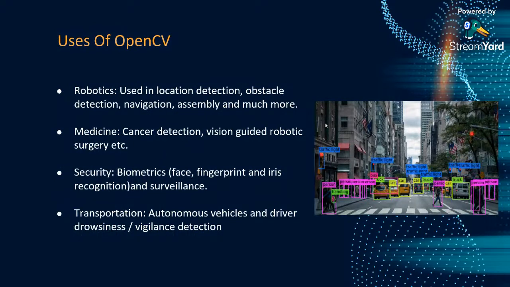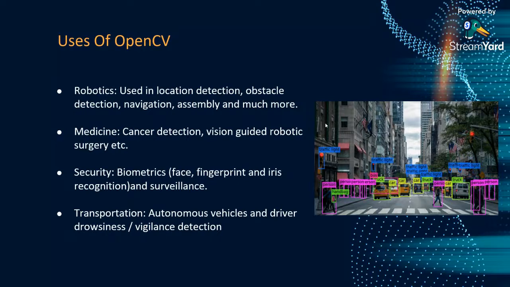Some of its uses would be in robotics. You can use it for location detection and obstacle detection, as I mentioned. It can be used in navigation or in industry for assembly. So if you want to assemble, let's say, a car, and you want your robots to be able to view what is going on inside, then you can use OpenCV with the use of a camera to detect some irregularities or something like that. It can be used in medicine for cancer detection.